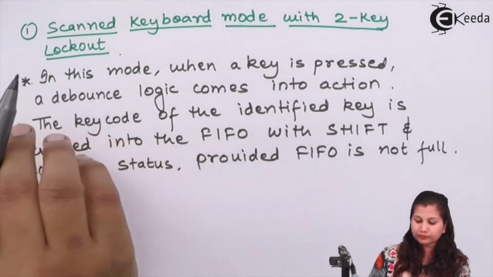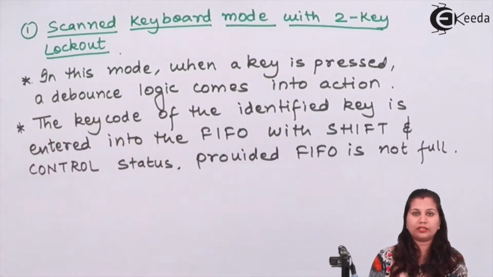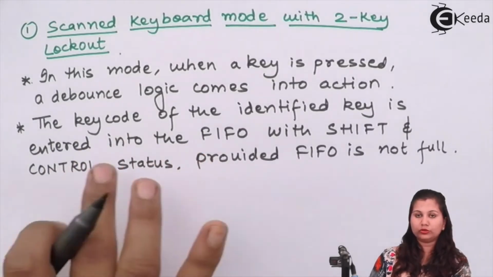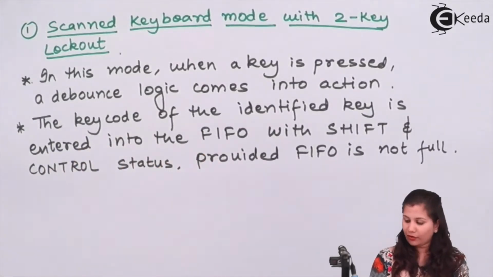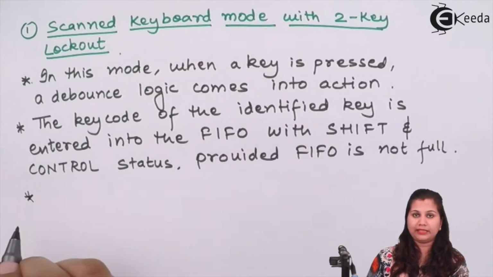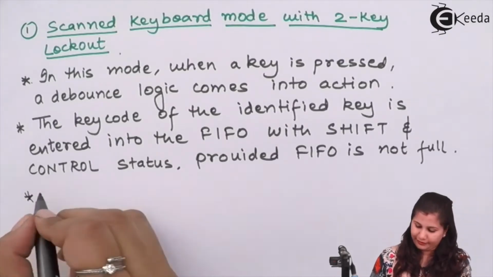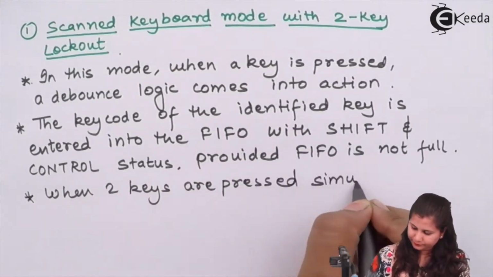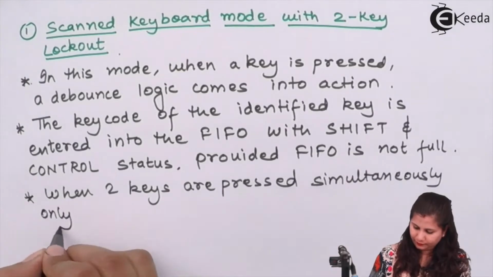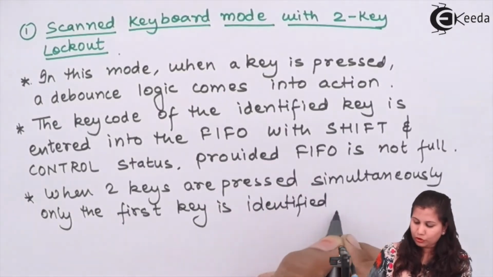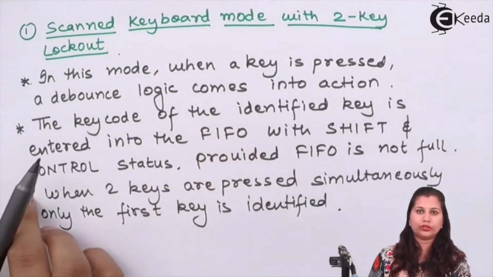Okay. Now whenever a key is pressed, or whenever a pressed key is scanned by the 8279, then it is going to store the key code into the FIFO RAM along with the status of the shift and the control keys. And in this mode, when two keys are pressed simultaneously, then only the first key is accessed, or that will be identified. So that is the scan keyboard mode with two key lockout.